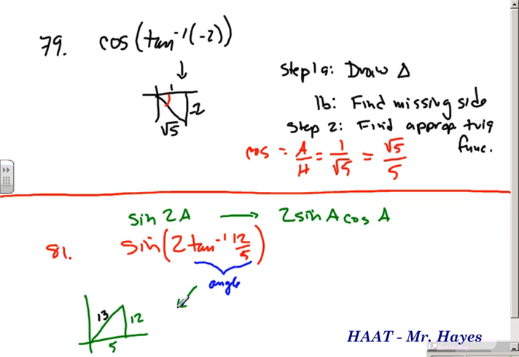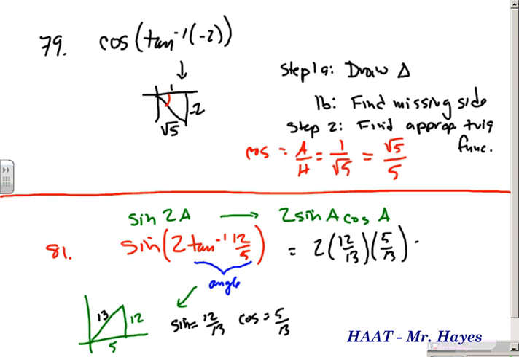Okay, so in this case, sine is going to be opposite over hypotenuse, so that's 12/13. Cosine is going to be 5/13. So now you're just going to plug and go. So you've got 2 times 12/13 times 5/13. So that would end up being, you have a 169 on the bottom, 13 times 13. Across the top, 2 times 12 is 24, times 5 is 120. And that, my friends, is your final answer.